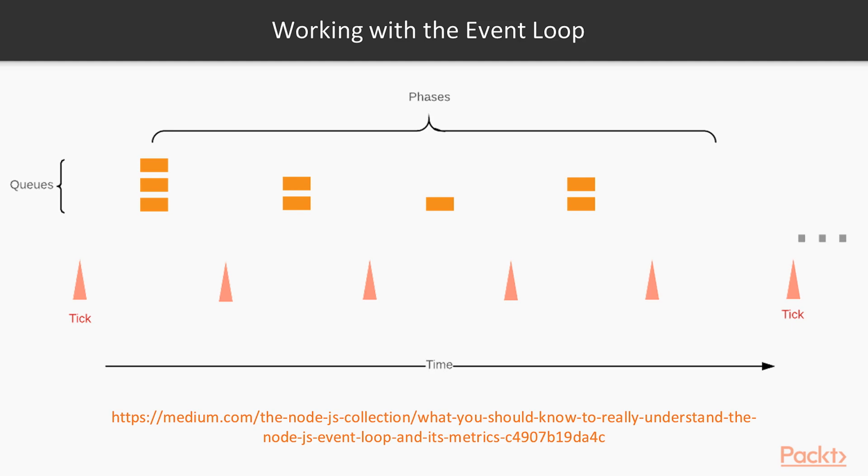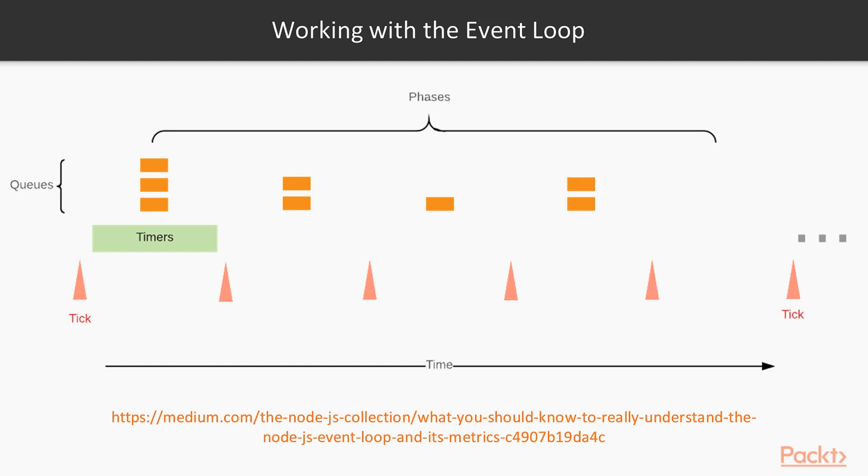In this diagram, time is passing from left to right, and as time passes in ticks, a different phase of the event loop is processed by libuv. The first phase is timers, so anything you've scheduled with setTimeout or setInterval will be processed. Bear in mind that the timeout that you specify with these commands is the minimum amount of time that will pass before the callback is run.